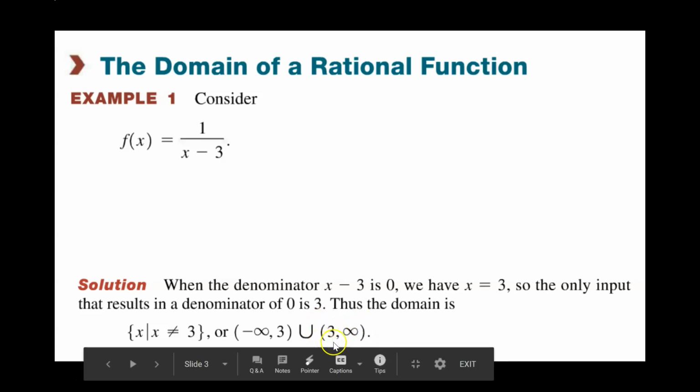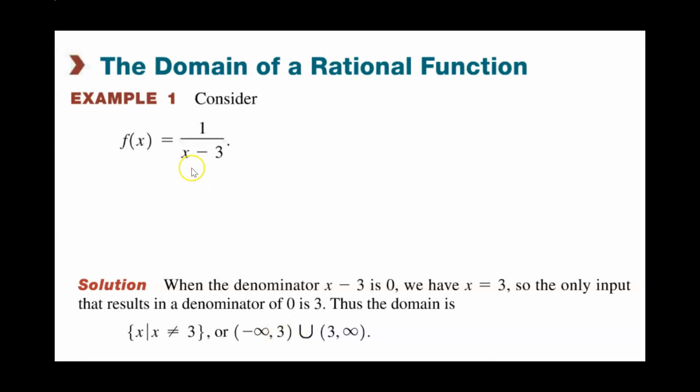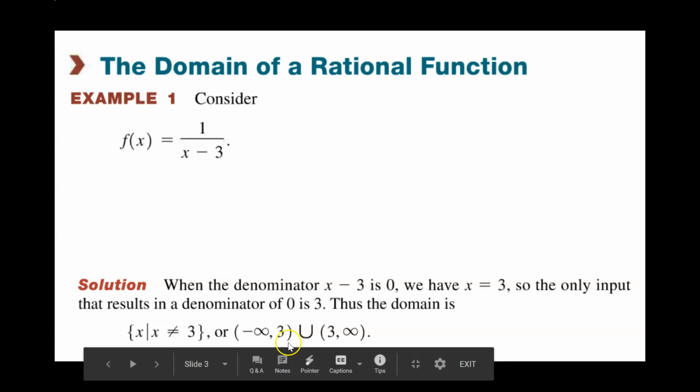Now, if I put a bracket around it, brackets mean you include that number. That means you can take this number and put it in here, and it's going to work. Because we put parentheses around 3, we can't use it. So any number from negative infinity to 3, and then 3 to positive infinity, will work for this function, and you can find an answer for it. 3 is the only one that's not going to work.